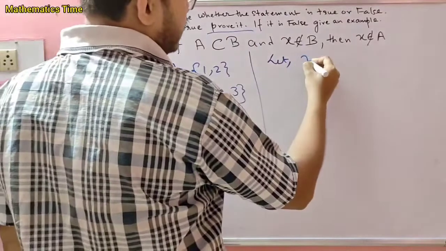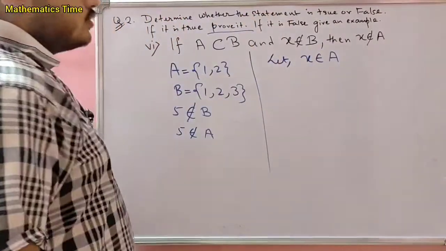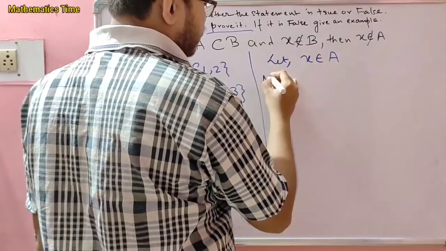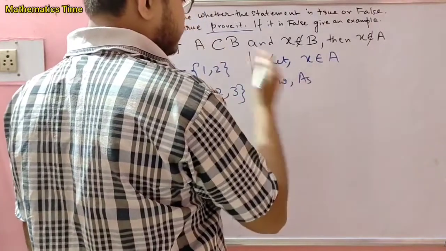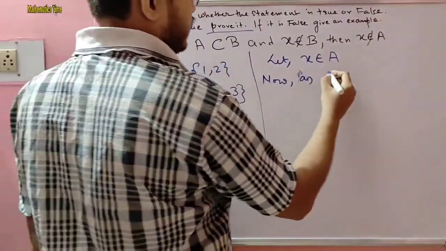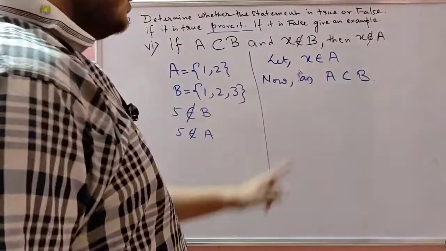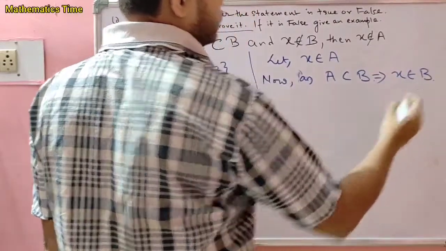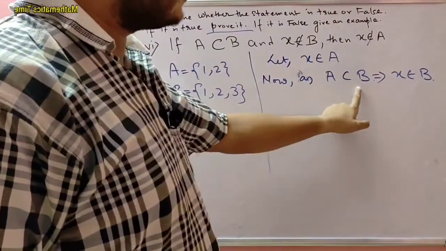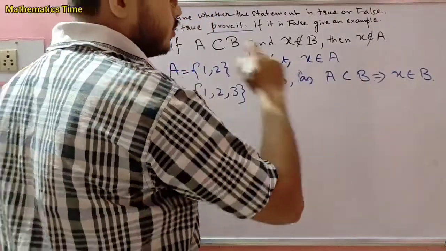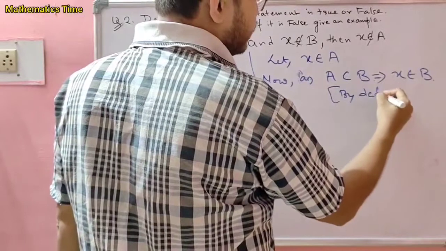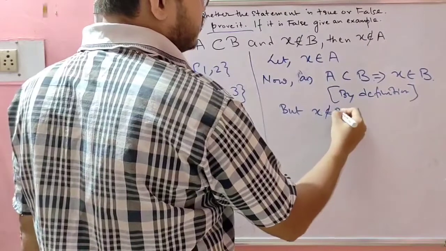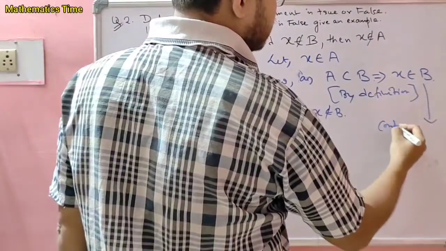Let x belong to A. We are considering x as an element of the set A. Now as A is a subset of B, which implies what? x belongs to B. Why? If x belongs to A and A is a subset of B, by definition it will be an element of B. By definition x will be an element of B, but x does not belong to B. So this is a contradiction.